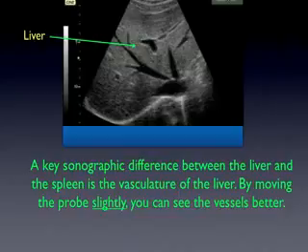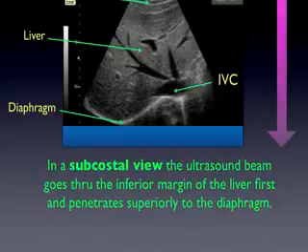And obviously, this could not be mistaken for a spleen. So again, skin, liver, IVC, and diaphragm, with the ultrasound beam going from the top of the screen going down. And if you think of how the beam is aimed on the patient, it's going from the skin up to the diaphragm.